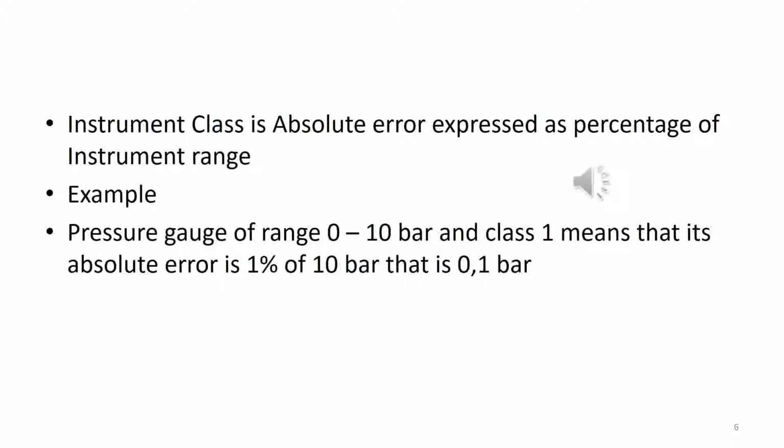Instrument class is absolute error expressed as percentage of instrument range. Example, a pressure gauge of range 0 to 10 bar and class 1 means that its absolute error is 1% of 10 bar, that is 0,1 bar.